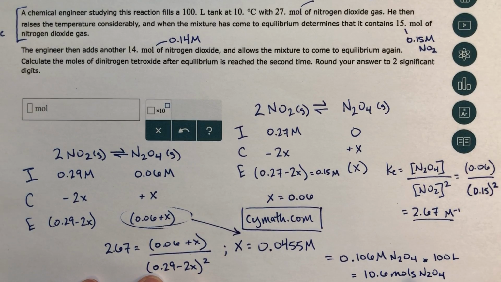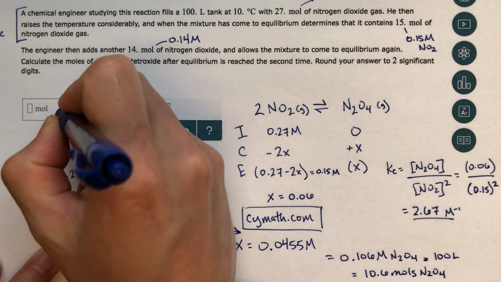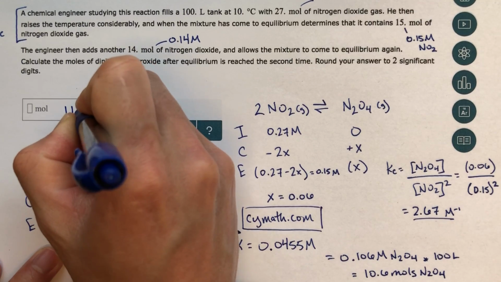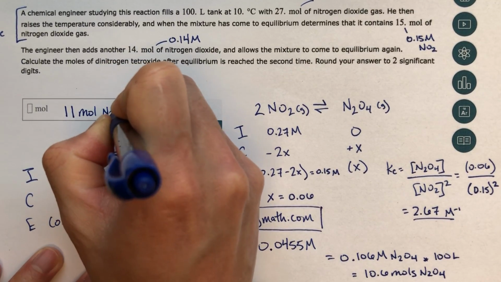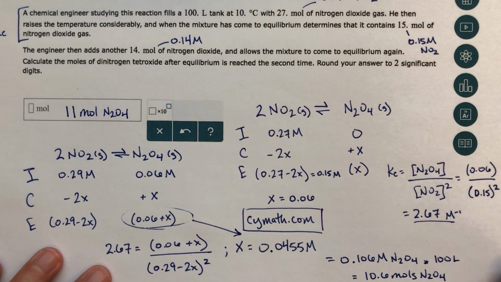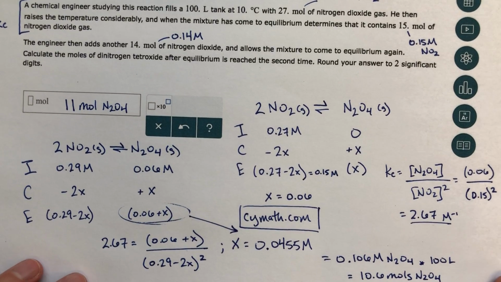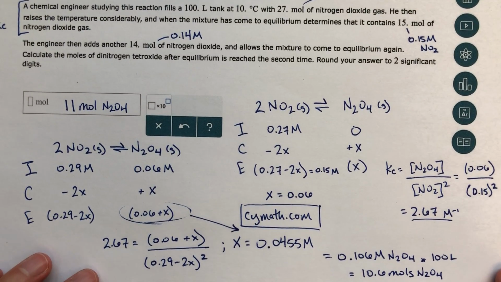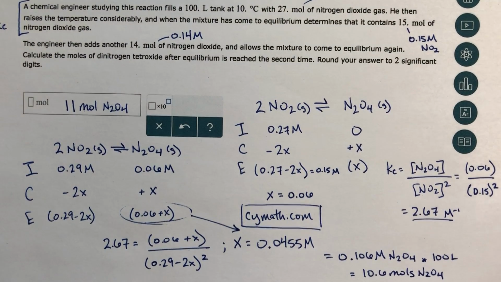Then I'm going to round to 2 sig figs, so my final answer should be 11 moles of N2O4. That's what we are looking for as our final answer. And that's it. Obviously this is a very involved topic, and there's a lot going on.